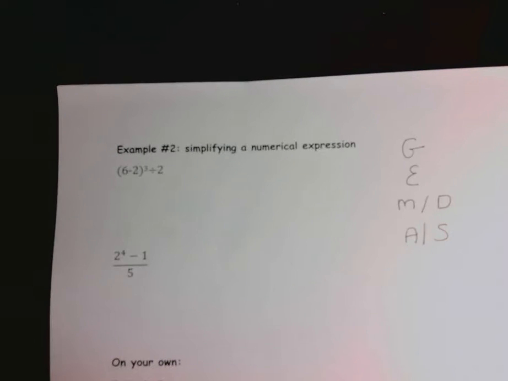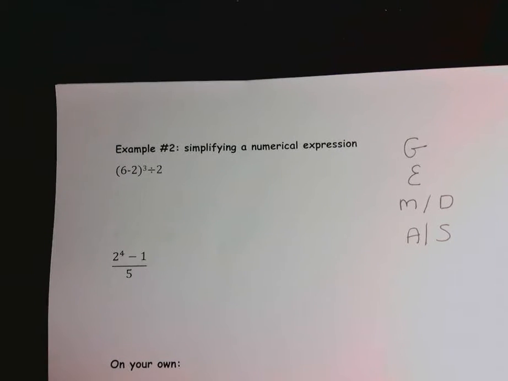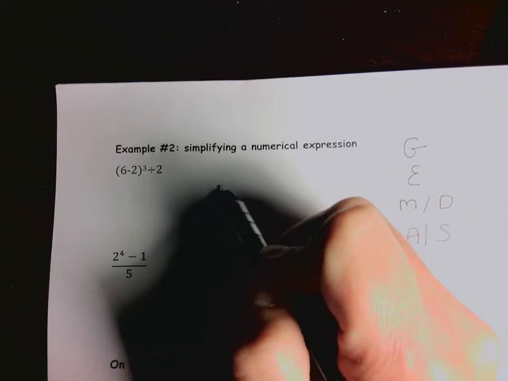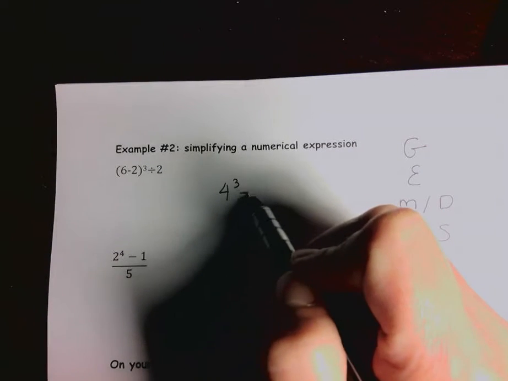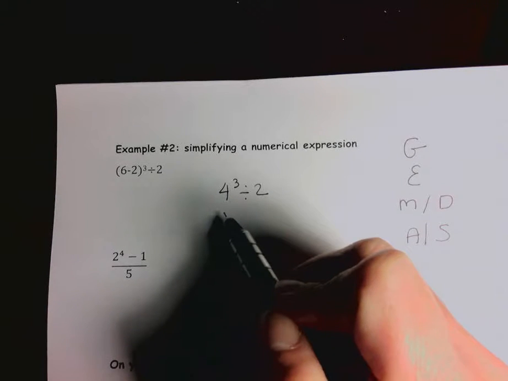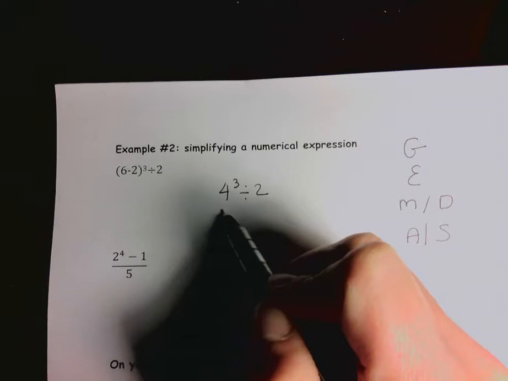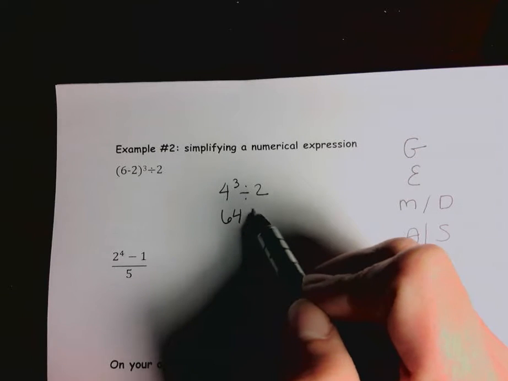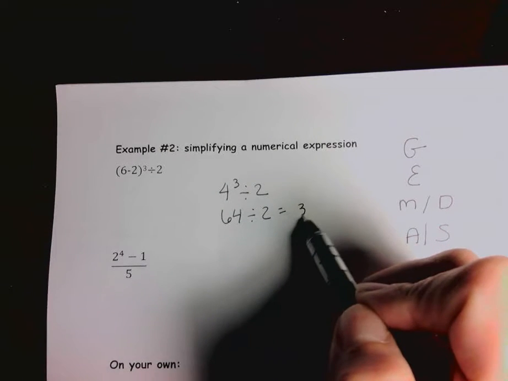So on our first example, I'm going to start with the grouping symbol. The grouping symbol here is a parenthesis, so I'm going to start with 6 minus 2, which is going to be 4. Then I can go ahead and move to the exponent. 4 to the third power is 64. Then I can go ahead and divide.